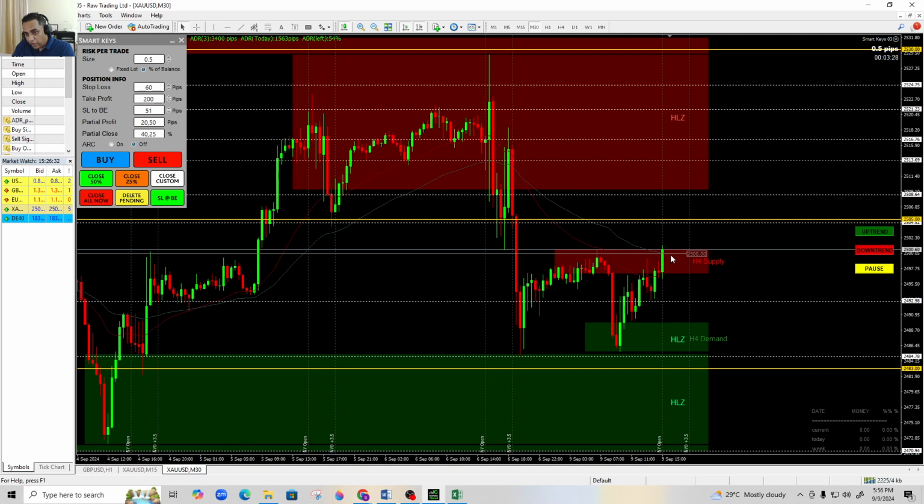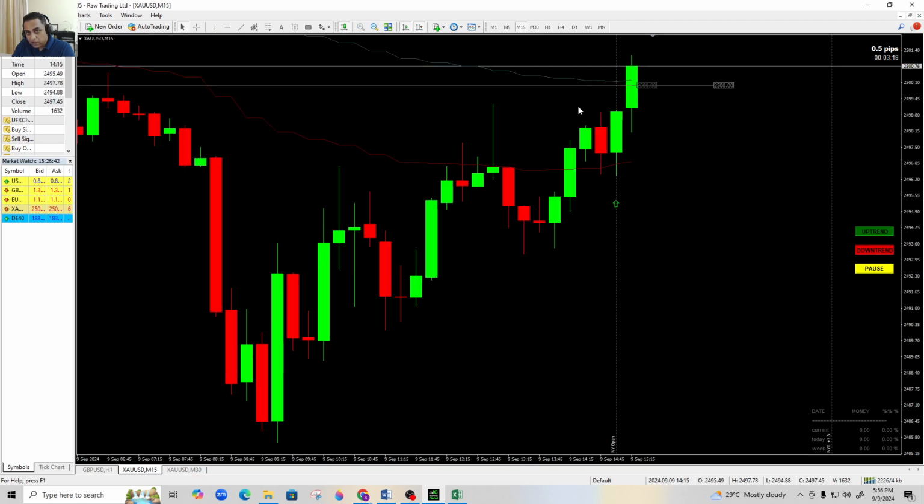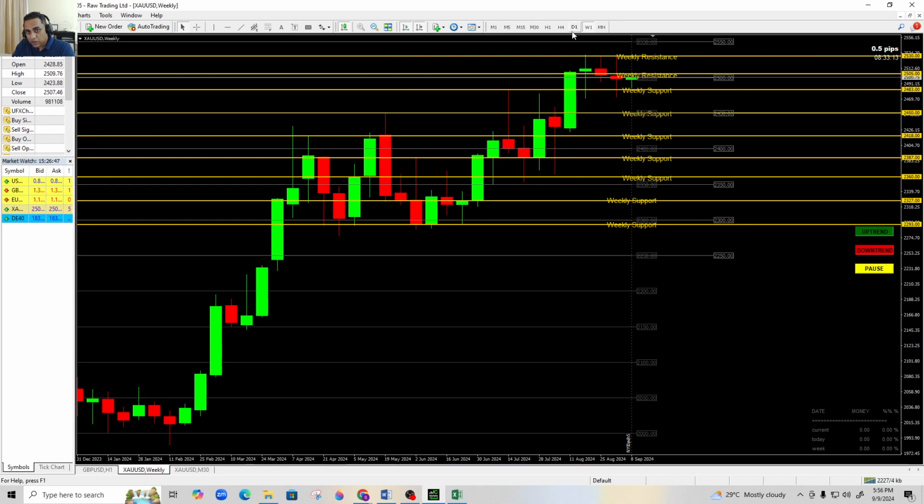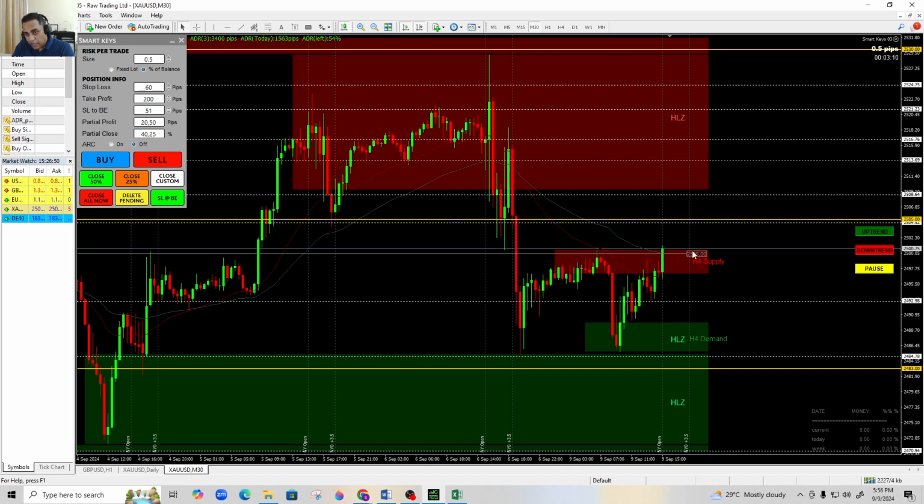This 2,500 is a psychological number here, and 2,505 is our weekly resistance. Keep that in mind. We discussed that here with our weekly time frames. So here we have 2 very important price points, 2,500 and 2,505. But the area that I'm looking to take a trade from is this high liquidity zone here. If price doesn't come there and I miss out and price just comes here and goes down, that's fine.